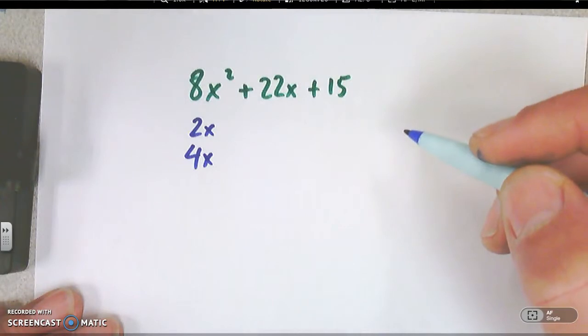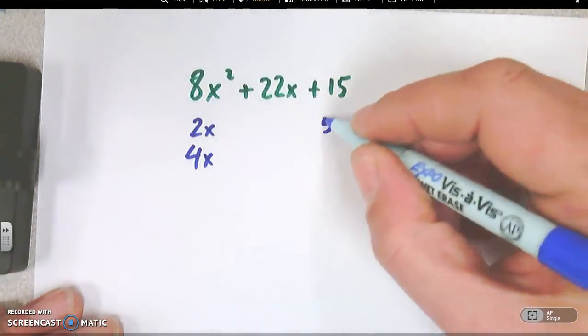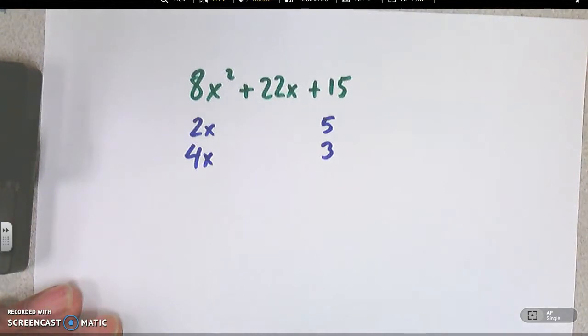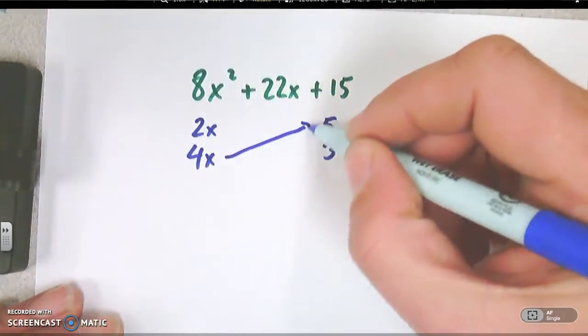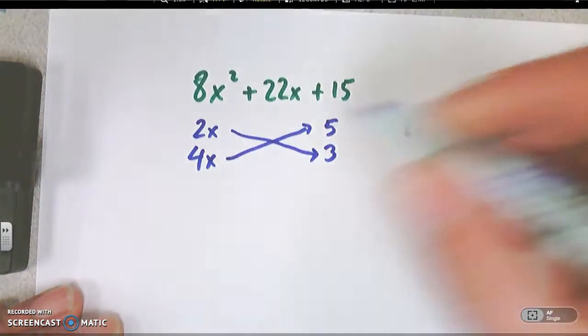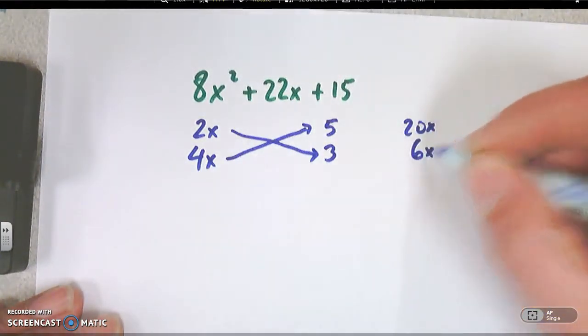It might be 2x and 4x, and for the 15, it might be 3 and 5, or if I flip-flop those, that makes a difference. Okay. So let's say I put 5 and 3. Okay, those both multiply to make 15. Okay, and what we got to check is the cross product here. So 4x times 5 will give you 20x. 2 times 3 is 6x.